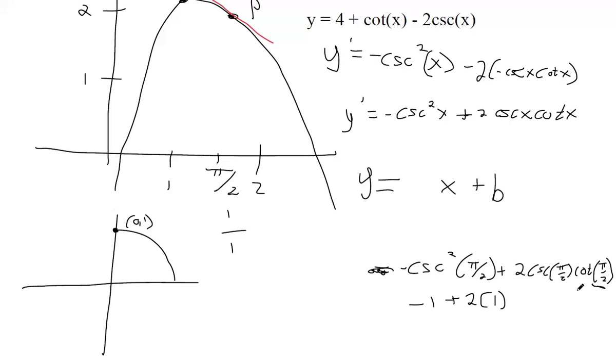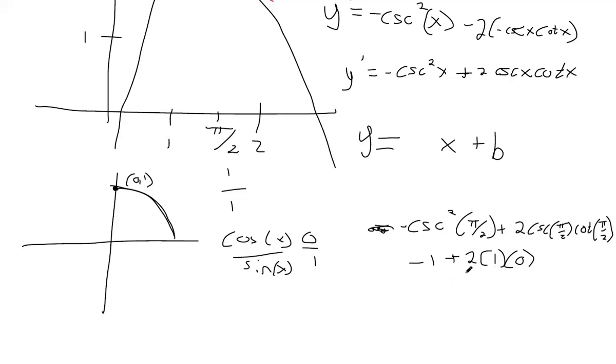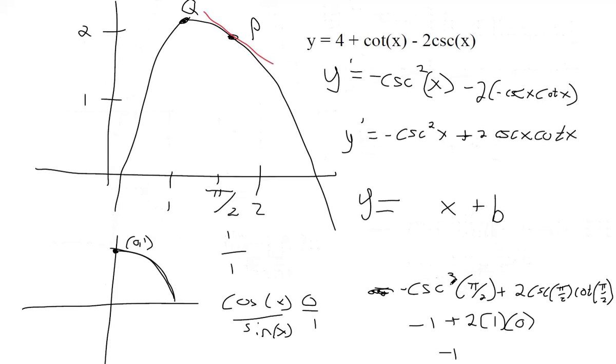Now cotangent pi over 2. Cotangent is the reciprocal of tangent. So cotangent is cosine of x over sine of x. And at pi over 2, at this angle measurement, cosine is the x coordinate, so it's 0 over 1. So this is 0. Cotangent pi over 2 is 0. But then you could check that with the calculator. That all multiplies to make 0, so we've got negative 1 for our slope.